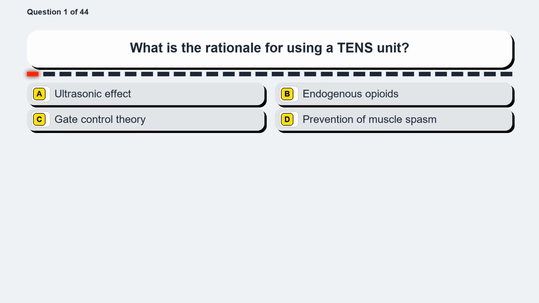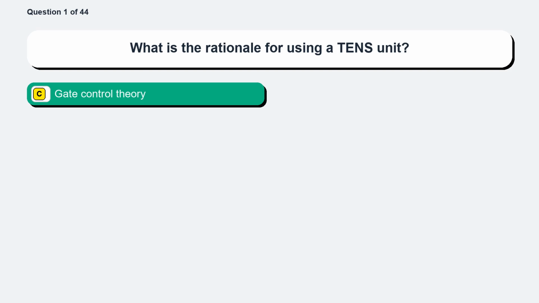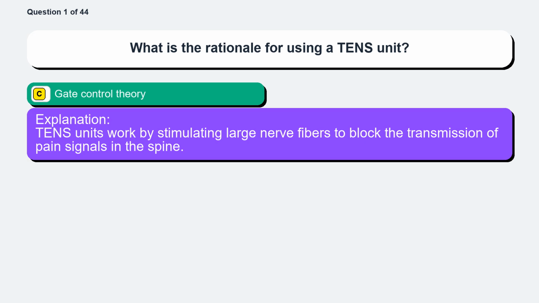Question 1. What is the rationale for using a TENS unit? Option A, ultrasonic effect. Option B, endogenous opioids. Option C, gate control theory. Option D, prevention of muscle spasm. The correct answer is option C, gate control theory. TENS units work by stimulating large nerve fibers to block the transmission of pain signals in the spine.